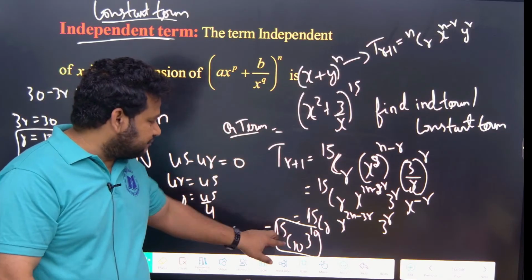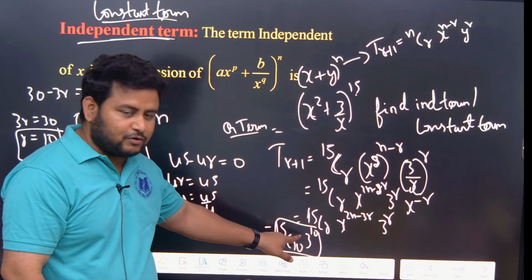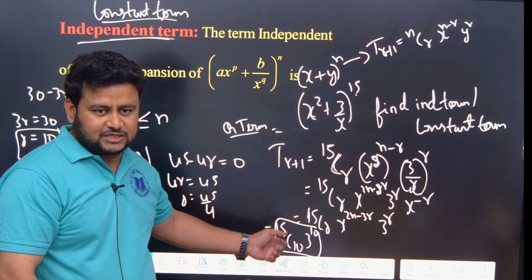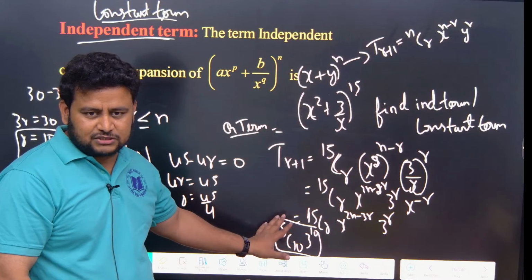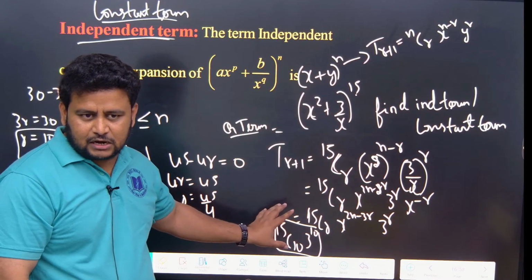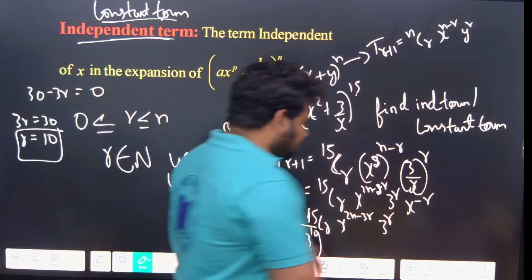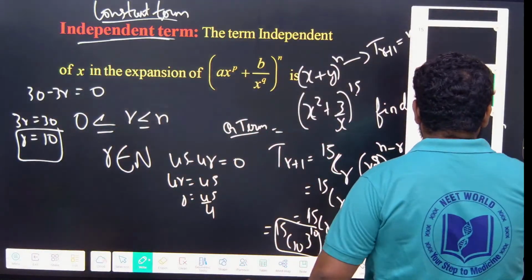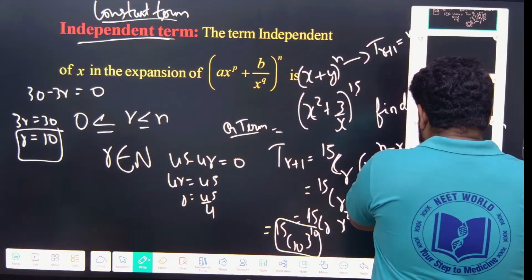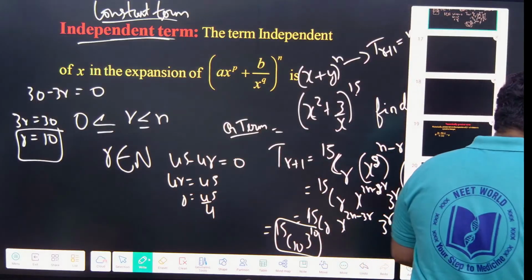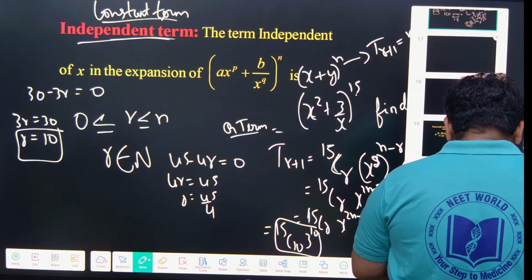Here the independent term will be 15C10 into 3 power 10. The option will be given like this, because 3 power 10 is very difficult to find. So the option will be given in a similar way. Clear how to find the independent term? Now the next thing we are having is the numerically greatest term. Let us take some more examples for the independent term.